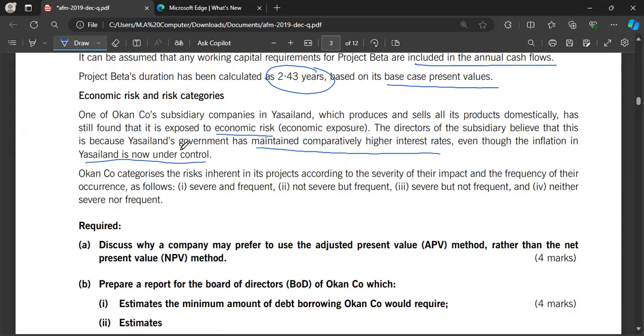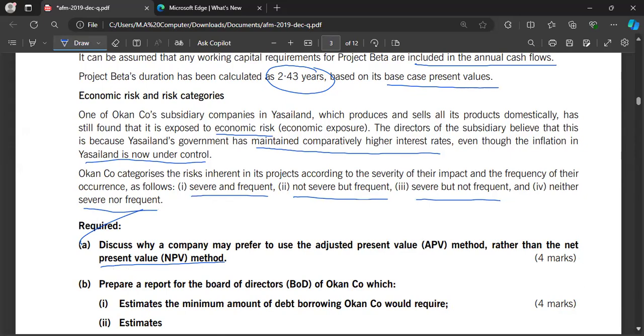Okan company categorized the risk inherent in its projects according to the severity of their impact and the frequency of their occurrence as follows: severe and frequent, not severe but frequent, severe but not frequent, neither severe nor frequent. A part of the question: the examiner is asking you to discuss why a company may prefer to use the APV method rather than the NPV method. So this is basically a comparison between the APV and the NPV.